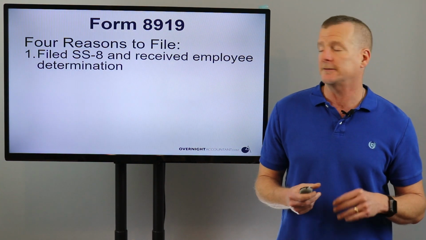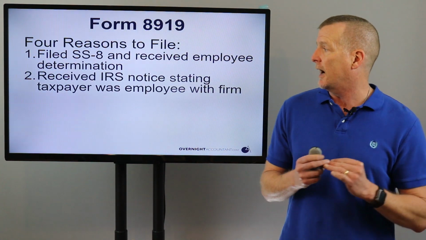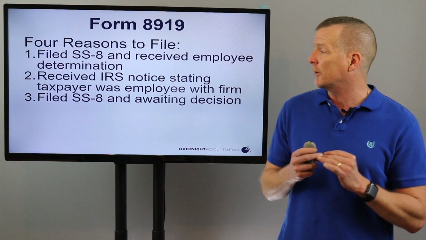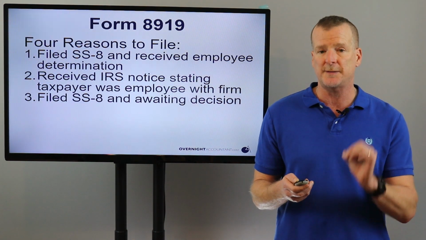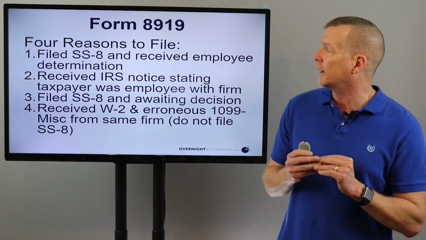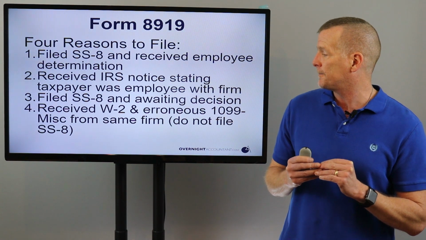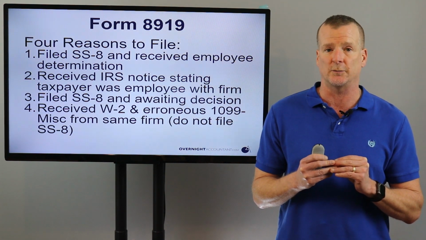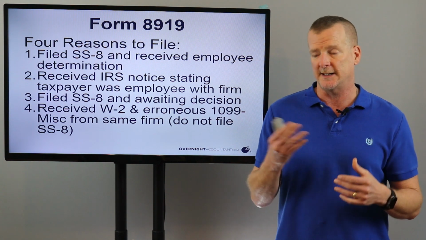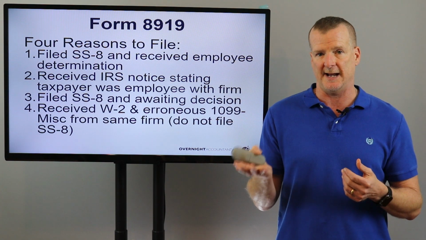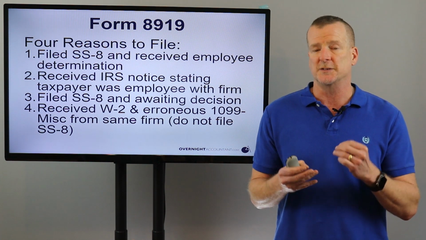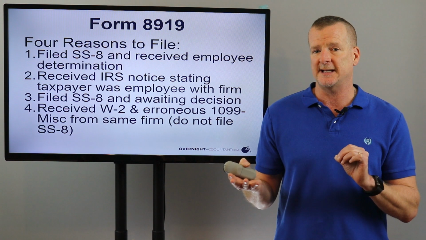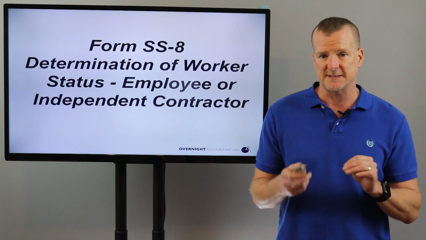They've already filed an SS8 and received a determination saying they're an employee, but they haven't received a W-2 yet. They received an IRS notice stating that they are an employee with the firm, so they've received some other form of notice from the IRS. They've already filed Form SS8, but they're awaiting a decision, so no decision's been made. And the final reason they could file under these 4 reasons is they've received a W-2 and an erroneous 1099 miscellaneous from the same firm. If that happens, they do not need to file Form SS8 because basically what they're saying is they already have proof they're an employee: look, I got the W-2, I got a 1099 miscellaneous. Obviously, I'm an employee. They shouldn't send me this 1099. So you have to be very careful when someone is an employee, say at a bank, I've seen this before, and then they come back later and clean the bank at night as an individual, as a contractor. They receive that 1099, they can file this 8919 without filing a Form SS8.